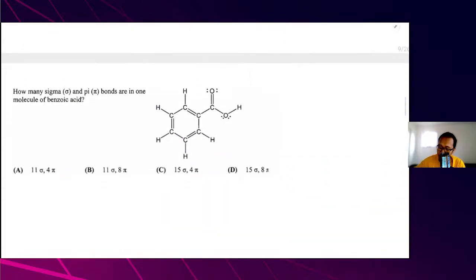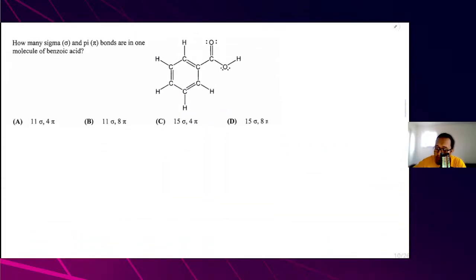How many sigma and pi bonds are in one molecule of benzoic acid? Just remember, a single bond is only sigma, and a double bond has a pi. Let's take a look at this answer.